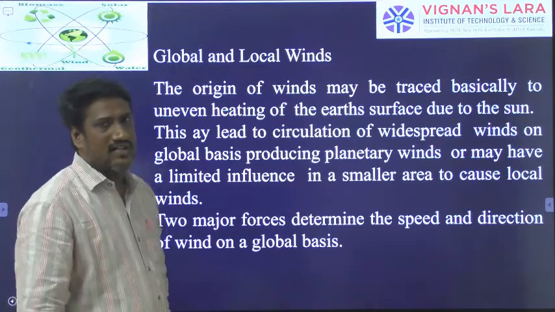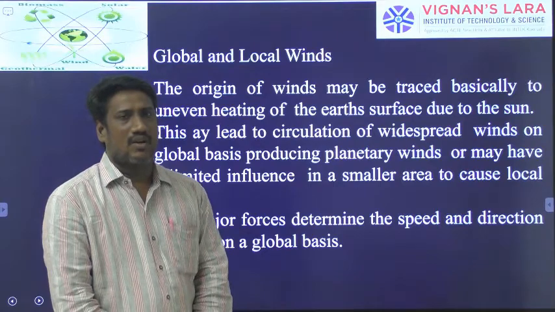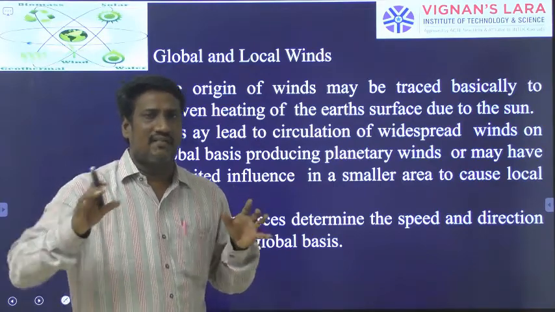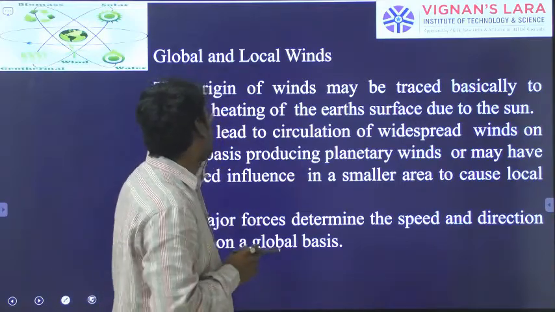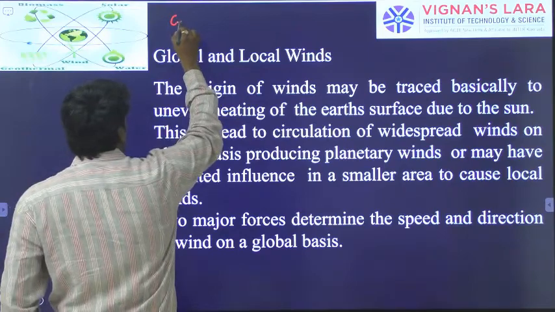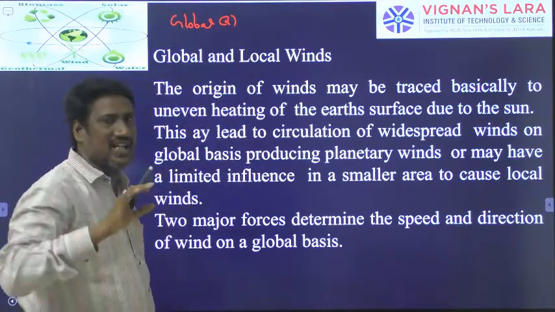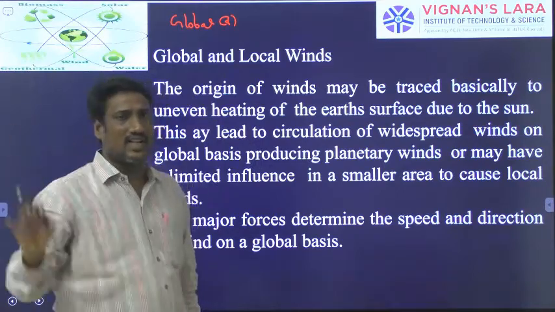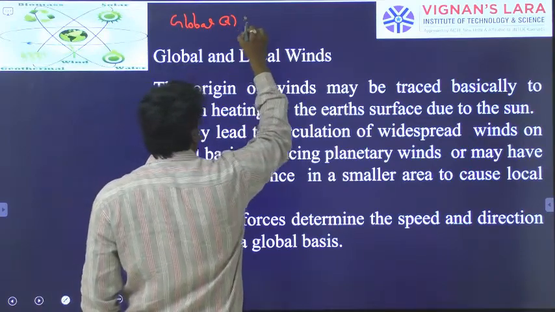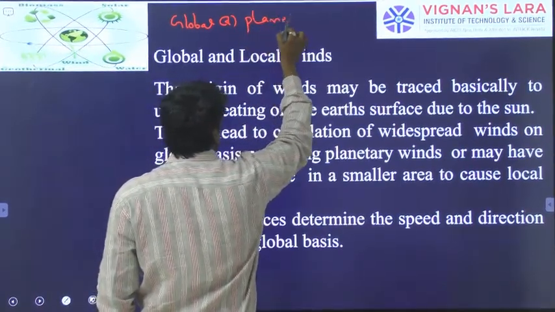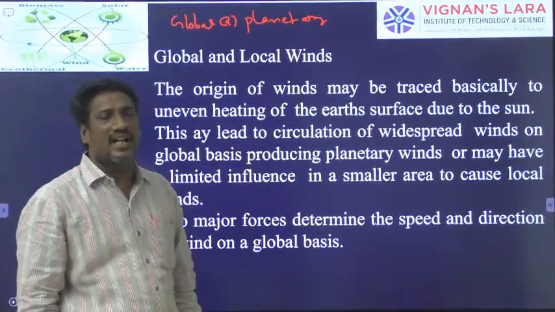Next, coming to what are global winds and what are local winds. If you are discussing winds with respect to the total Earth, you can call them global winds or planetary winds. If you are discussing winds with respect to the total globe, those winds are called global or planetary winds.